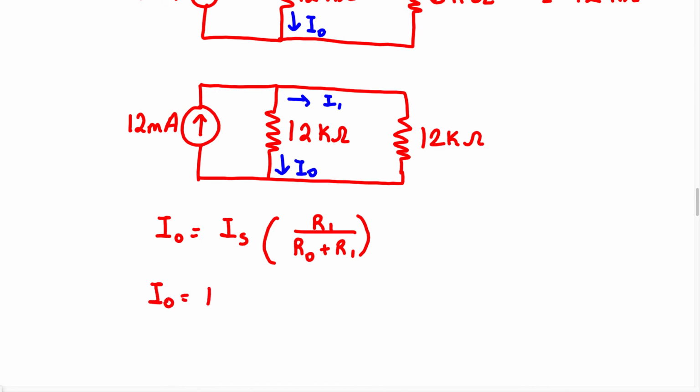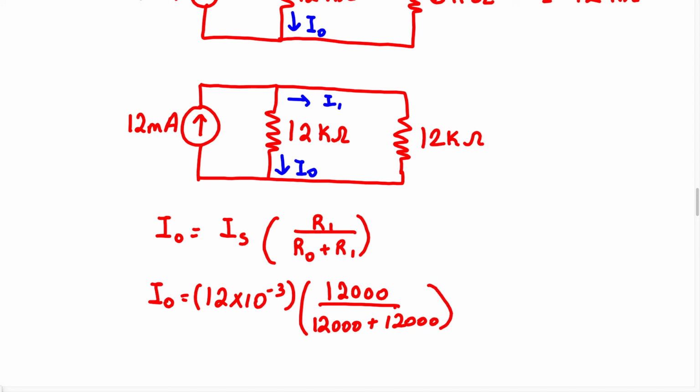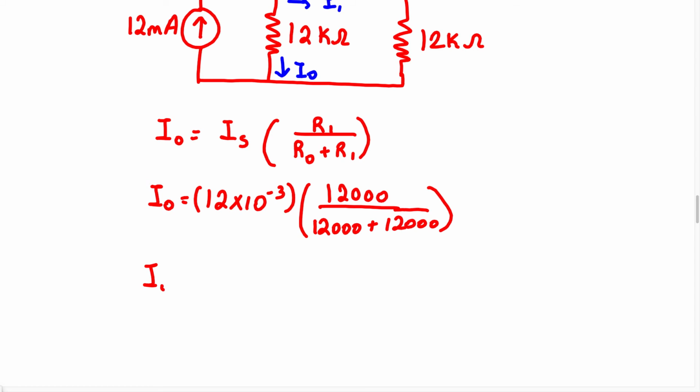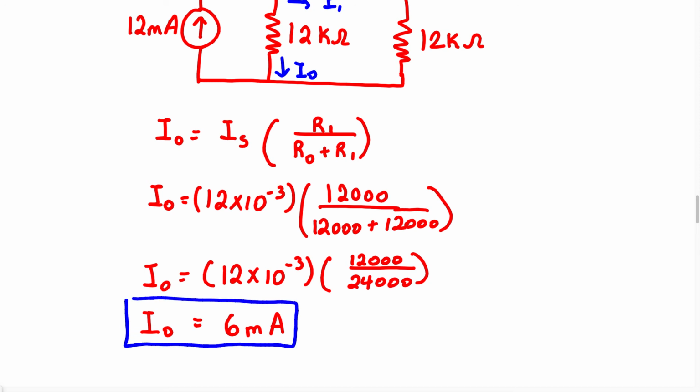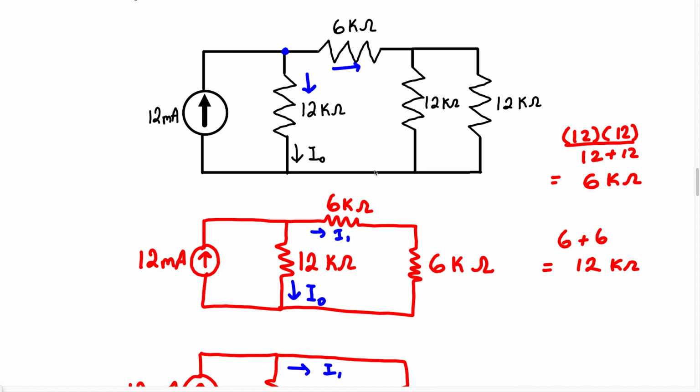I'm going to say Io equals 12 times 10 to the minus 3, open bracket, R1 is going to be 12,000, R0 is also 12,000, plus 12,000, which is R1 again. So when we simplify this now, we're going to have Io equals 12 times 10 to the minus 3 times 12,000 over 24,000. Now when we put this in our calculator, we're going to get, therefore, Io is going to equal 6 milliamps. So this is going to be the answer for this particular problem. Io equals 6 milliamps.